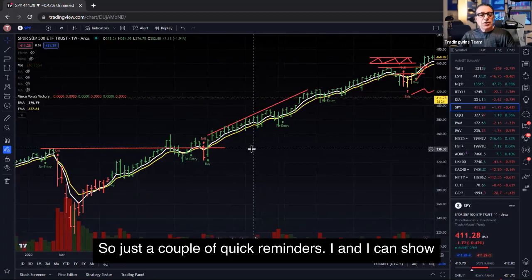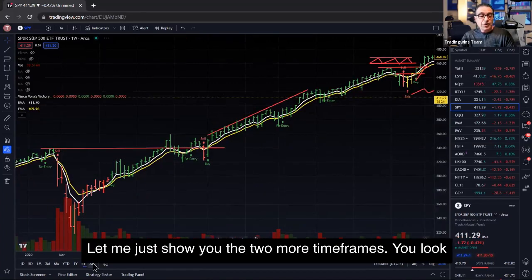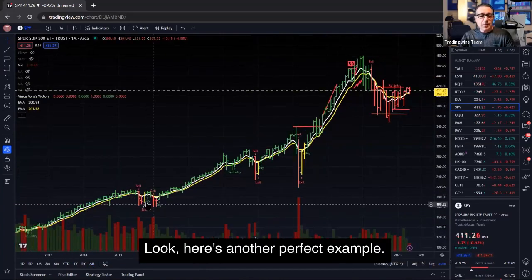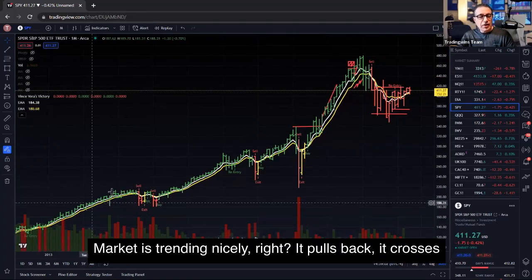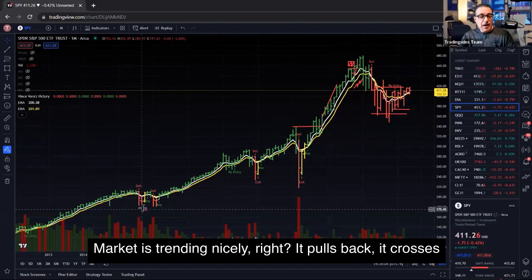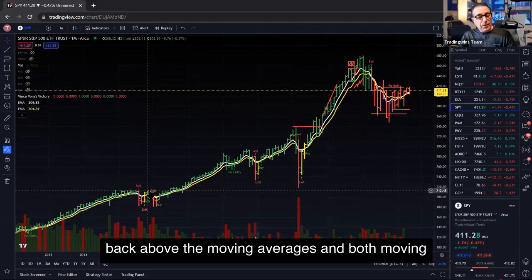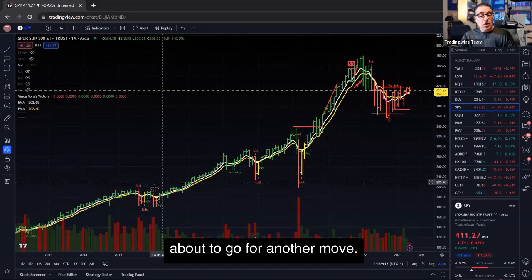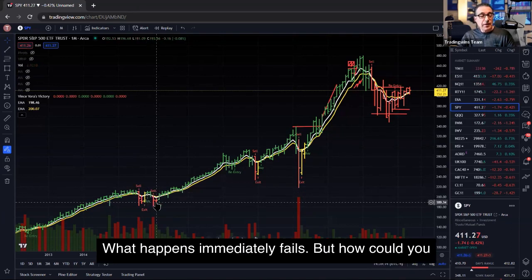Okay. So just a couple of quick reminders. And I can show you on a higher time frame. Let me just show you two more time frames. You look at the monthly chart. Look, here's another perfect example. Market is trending nicely, right? It pulls back. It crosses back above the moving averages, and both moving averages start to cross over again. And it looks like we're about to go for another move. What happens? It immediately fails.